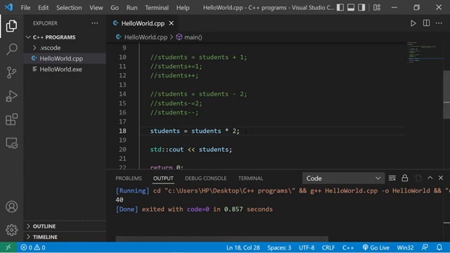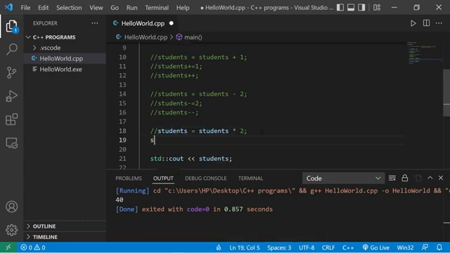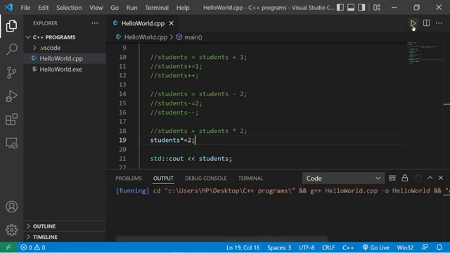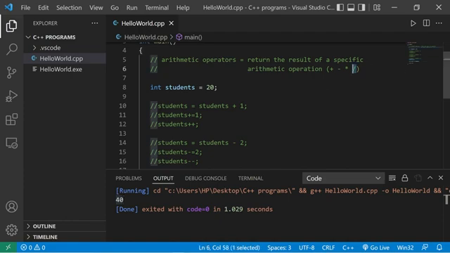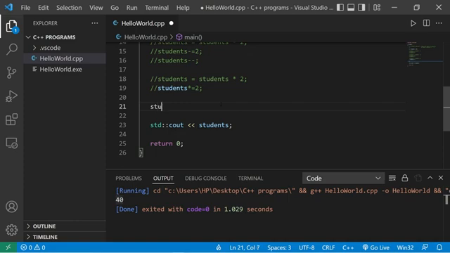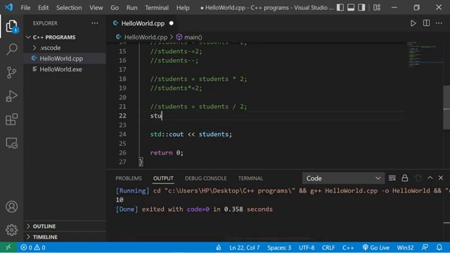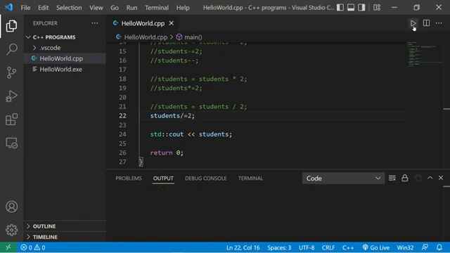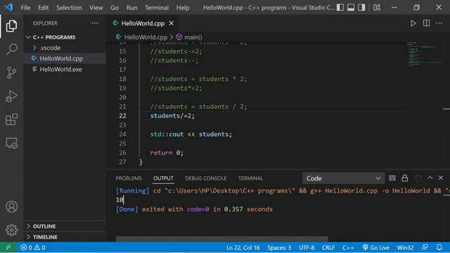There are 40 students. Or we could shorten this to students times equals 2. And again, there are 40 students. For division, you use a slash. I'm going to divide our class in half. Students equals students divided by 2. There are 10 students. The shorthand way is students divided by equals 2. There are 10 students.